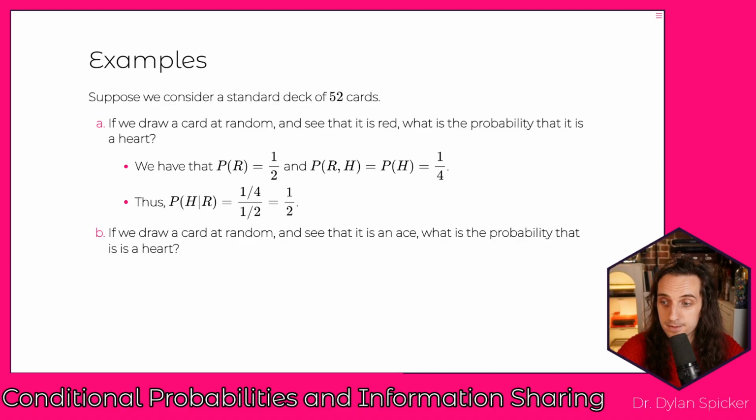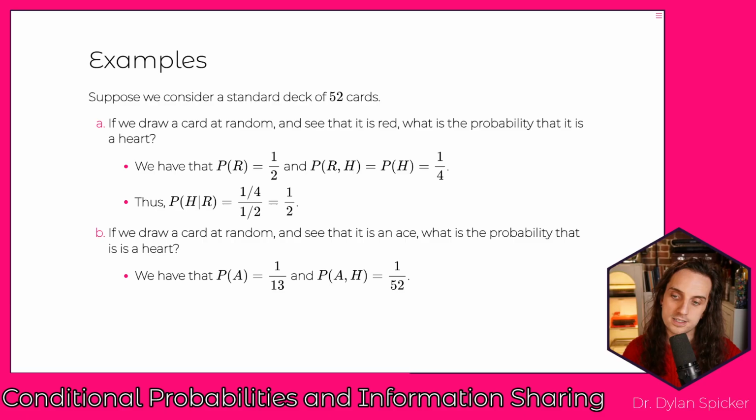Now, if we draw a card at random and we see that it's an ace, what's the probability that it is a heart? Okay? So I've pulled out a card, I'm looking at it, I tell you it's an ace. What's the probability that it's a heart? Well, there are 4 possible aces. One of those is the ace of hearts. And so we know it has to be 1 out of 4, but we can do this directly.